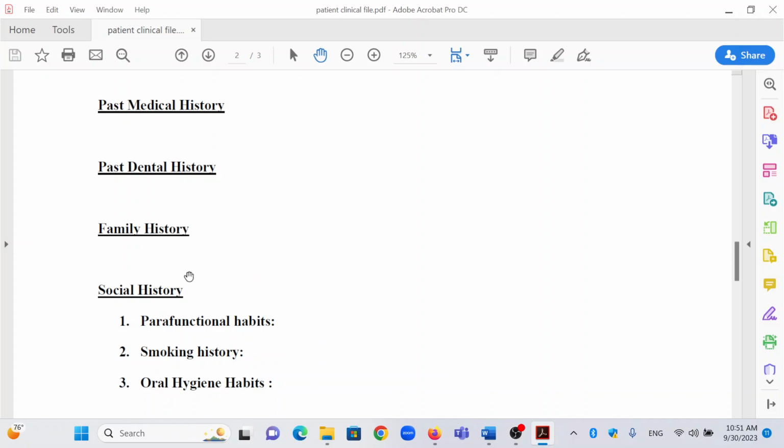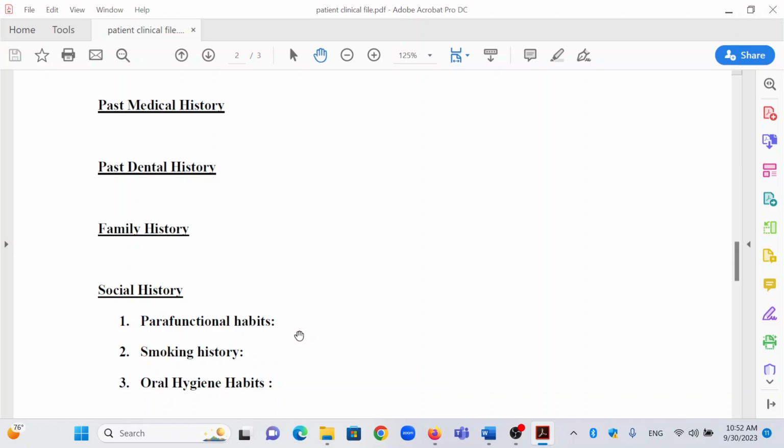So, as I said, in this part, we will write down all the parafunctional habits that the patient may have, because these will need to be addressed in the treatment plan, and these may have a correlation with the patient's chief complaint. The second part of the social history is smoking or tobacco use, and also alcohol use.